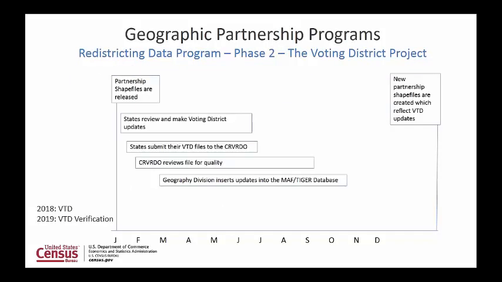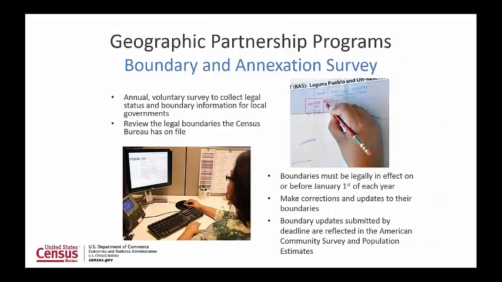This was just kind of what I just went over about our schedule, and I can provide this PowerPoint if anyone wants to see it. Boundary and Annexation Survey, I think we covered that. It's a voluntary survey. It goes out every year. You can make corrections to what we already have or provide updates. We've had new annexations, de-annexations, and new incorporations.